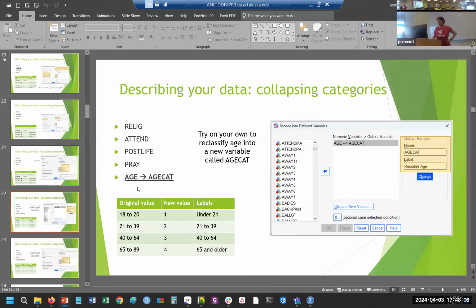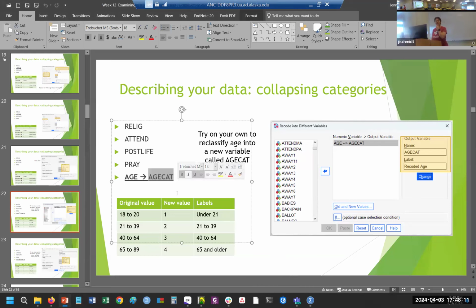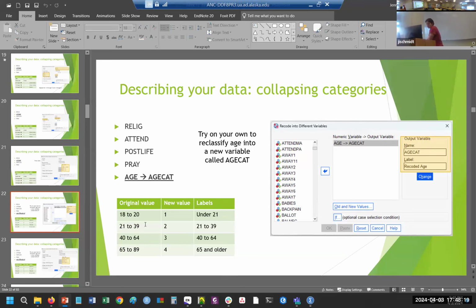So why don't we try to reclassify age into something called age cap? Okay, does everyone have their SPSS up? Just about. The reclassification that we want to do is we want 18 to 20-year-olds labeled as under 21, a value of 1. 21 to 39-year-olds as a 2, and the label will be 21 to 39 years old. 40 to 64-year-olds, 3, an appropriate label, and then 65 and older. The oldest person in our data set is 89.